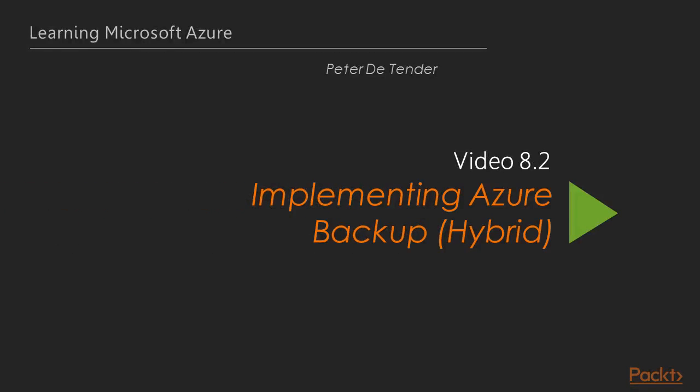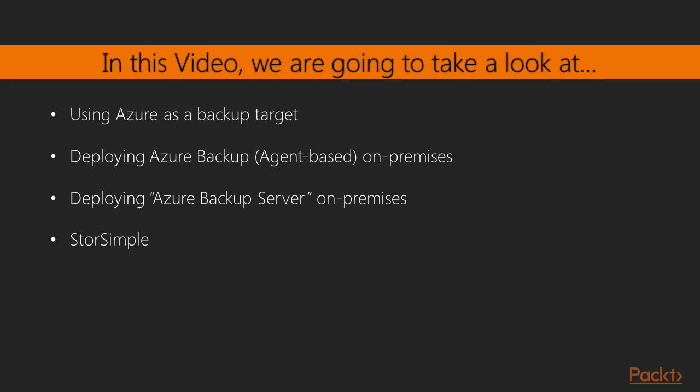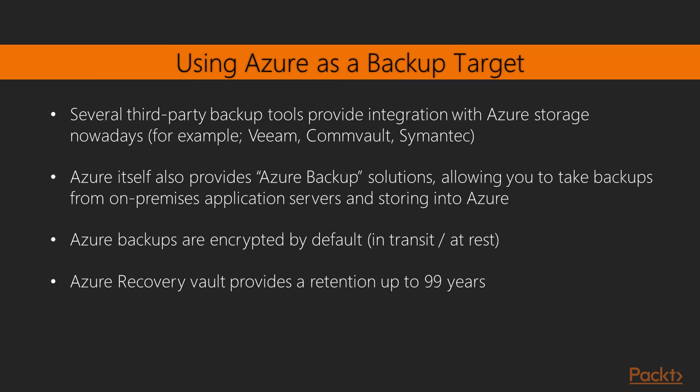In this video, I'm going to talk about implementing Azure Backup in a hybrid scenario. A couple of topics that I want to cover in this video are why use Azure as a backup target, followed by the deployment of Azure Backup by using an Azure Backup agent, installing it in my on-prem environment, and then walking you through a second possible option to configure Azure Backup by using Azure Backup Server. Again, installing it in your on-prem environment and pushing out backups to Azure. I'd like to start with the first one: why and how to use Azure as a backup target.